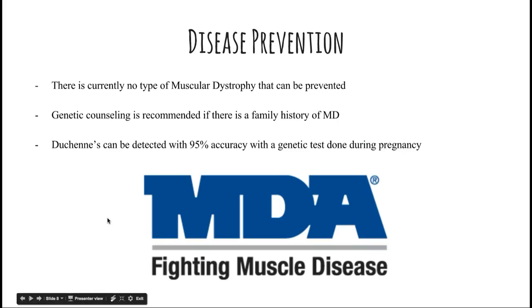Disease prevention. There is currently no type of muscular dystrophy that can be prevented. Genetic counseling is recommended if there is a family history of muscular dystrophy. Duchenne's can be detected with 95% accuracy with a genetic test done during pregnancy.